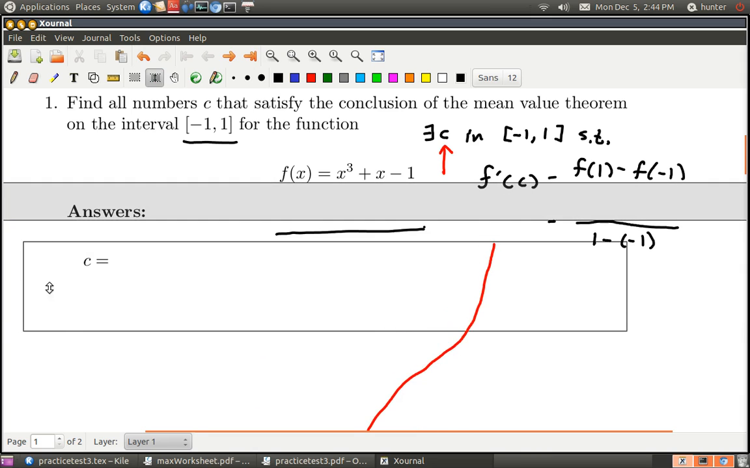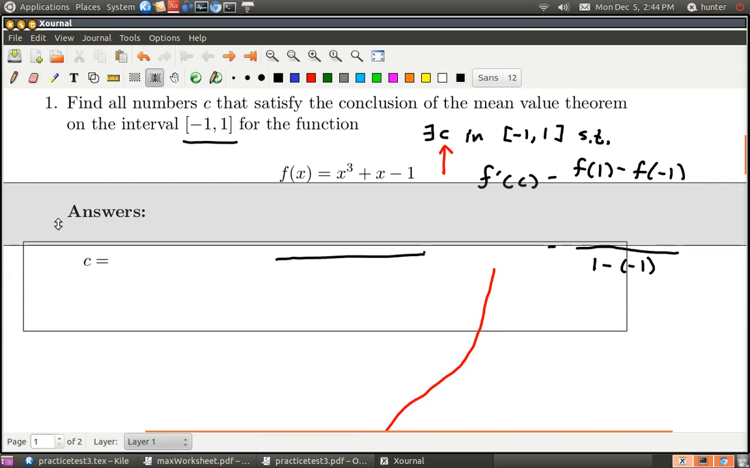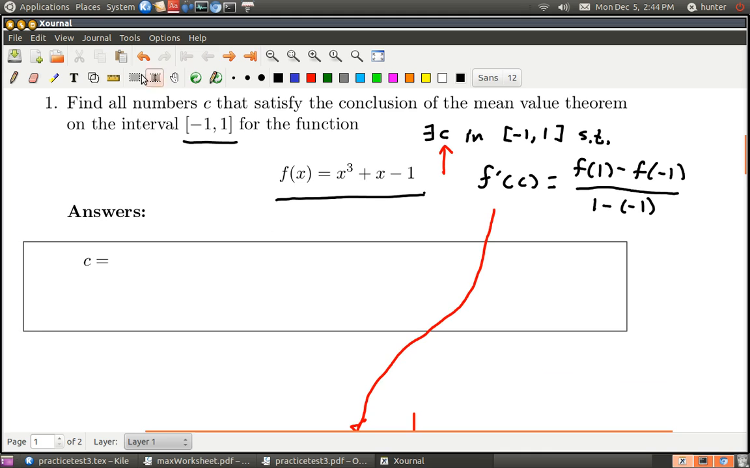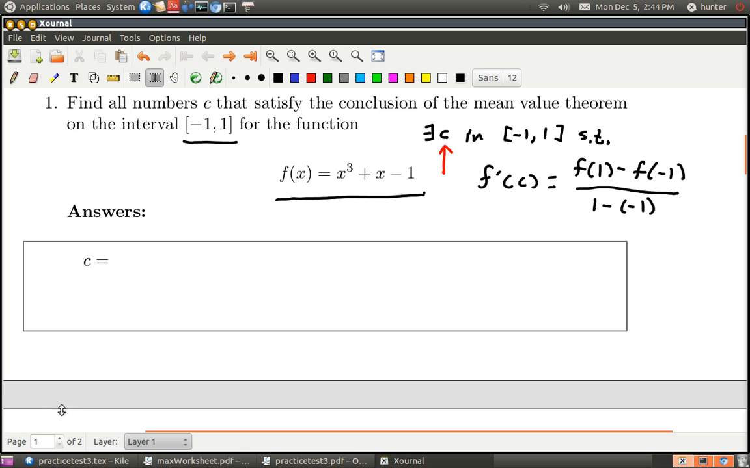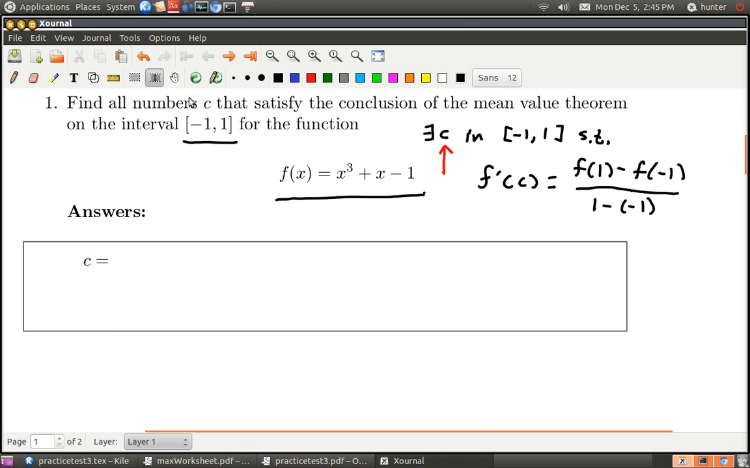So let me try to get rid of all this stuff. Alright, so there's nothing complicated about the way you find this c. I've been saying a lot of the second part of Calculus 1 is just take the derivative, set it equal to 0, and solve. Now we're not exactly going to be setting it equal to 0, we're going to be setting it equal to this number, which we'll have to figure out in a second. But first let's take the derivative.